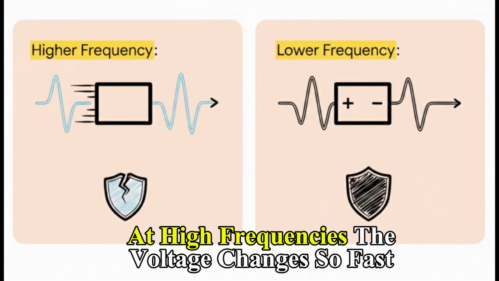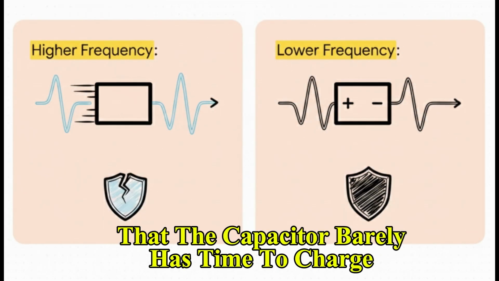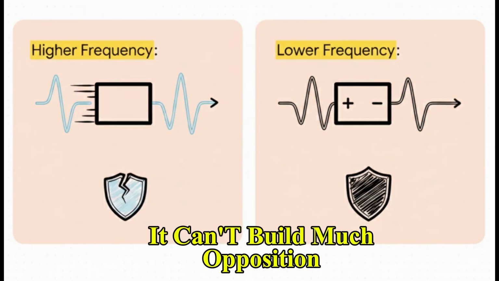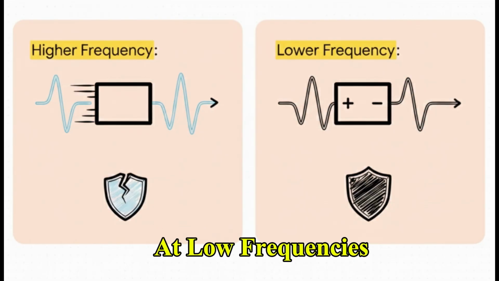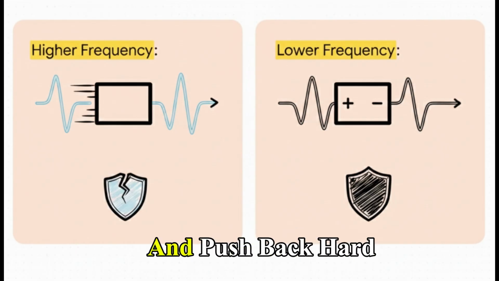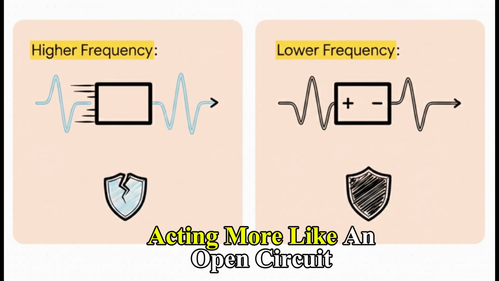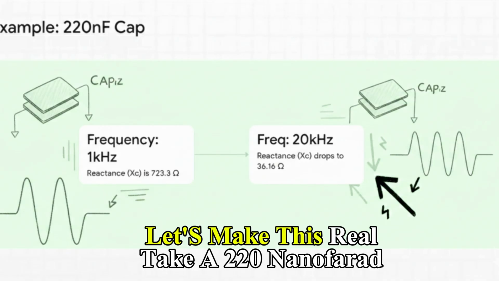At high frequencies, the voltage changes so fast that the capacitor barely has time to charge. It can't build much opposition, so it behaves almost like a short circuit. At low frequencies, it has plenty of time to charge fully and push back hard, acting more like an open circuit. Let's make this real.